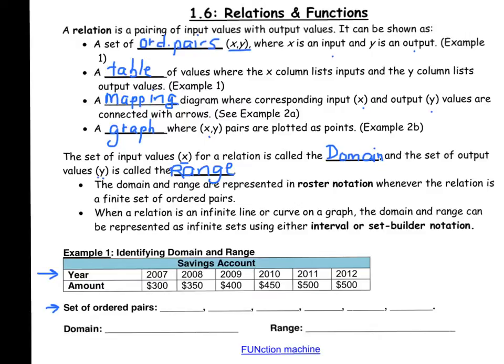We will use roster notation if you have a set of ordered pairs, or if you had something like a mapping diagram. Remember, roster notation starts with a bracket, and then you list each of the elements in it, and then you close it with another bracket. If you have a line or a curve on a graph, that means that you mean every single point on that graph, and you might use interval notation when we put the high and low numbers separated by a comma, or you might use set builder notation where you have the inequality to show that.